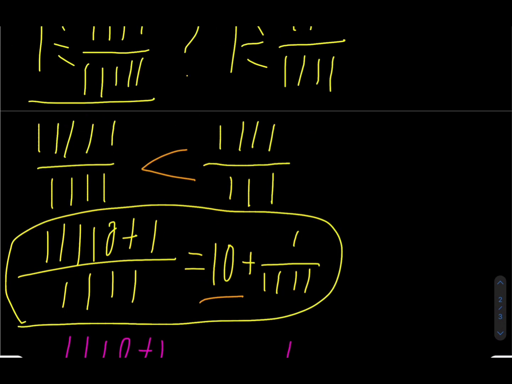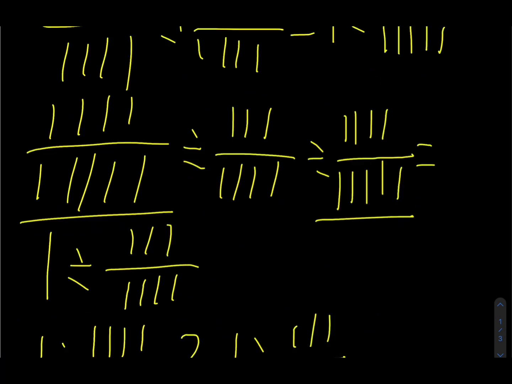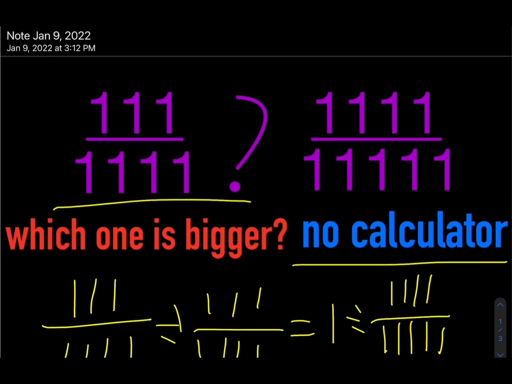1,111. So we can also get that 11,111 divided by 1,111 is smaller than 1,111 divided by 111. So the answer to our question up here is this one is bigger than 111 divided by 1,111.